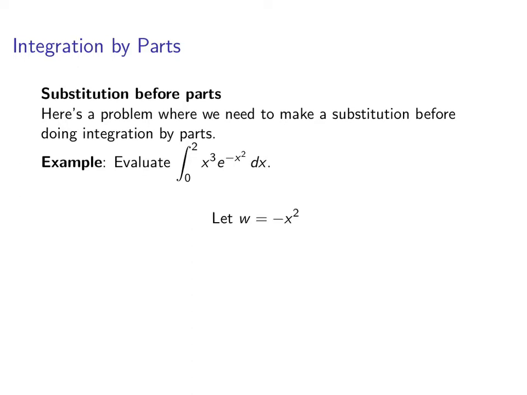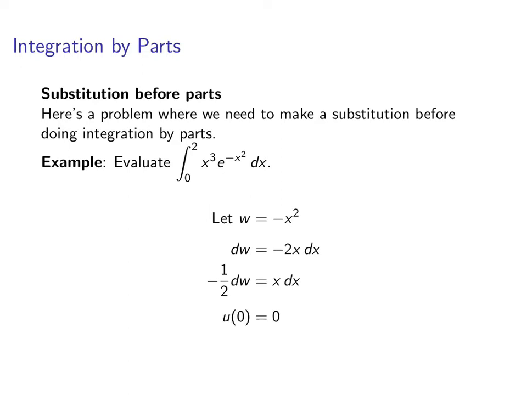Alright, so in this case we're going to make a substitution. So w is equal to minus x squared, and I'm choosing that because that's the inside function. E to something, that something is often an inside function. So dw is negative 2x dx. Really, we don't see a negative 2x dx, so we'll just divide by negative 2 to get the x dx.